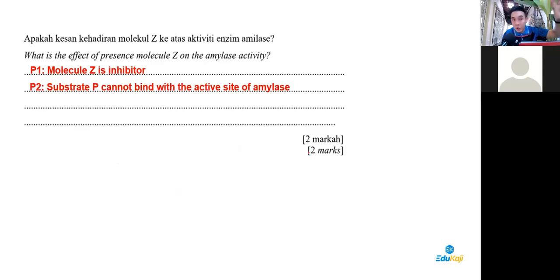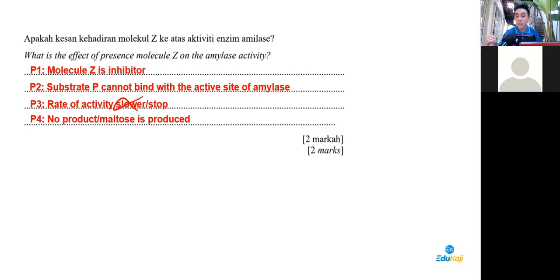Therefore, after attaching to the active site, P cannot bind to the active site of amylase. Reaction stop would be a better word. Reaction cannot occur, no products are formed. But of course, any two would do. Any two would be fine.